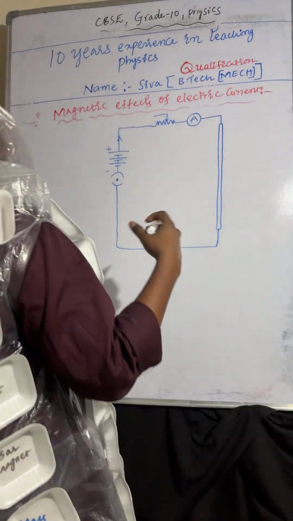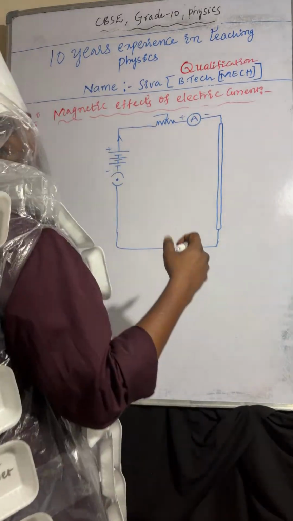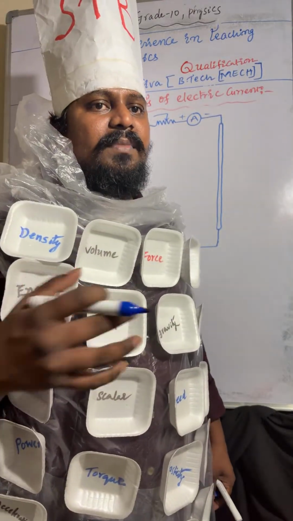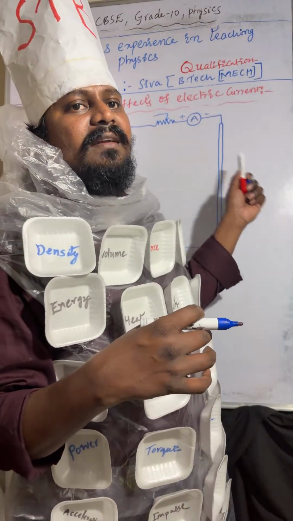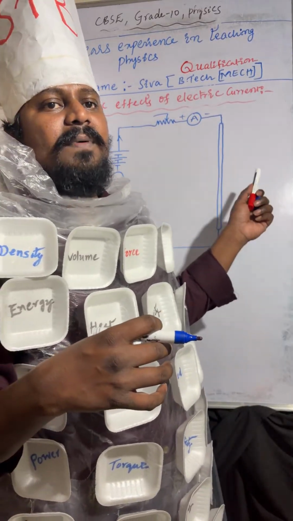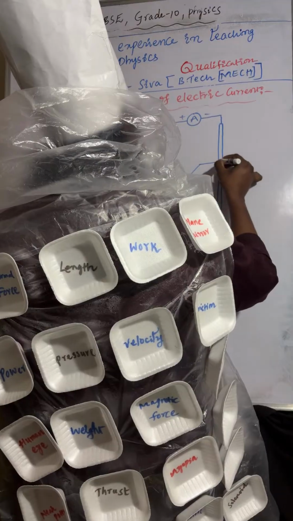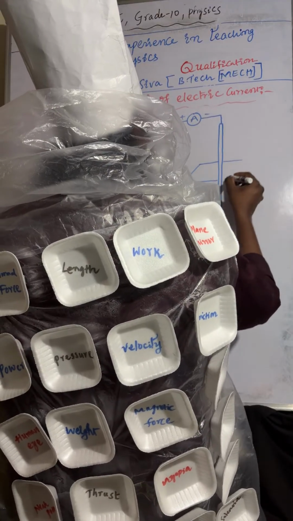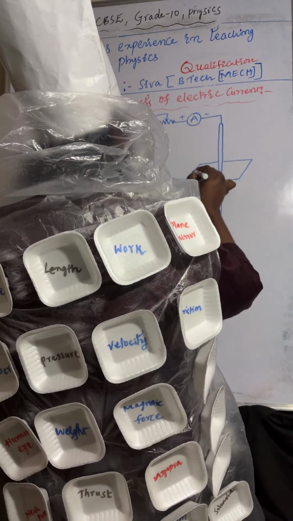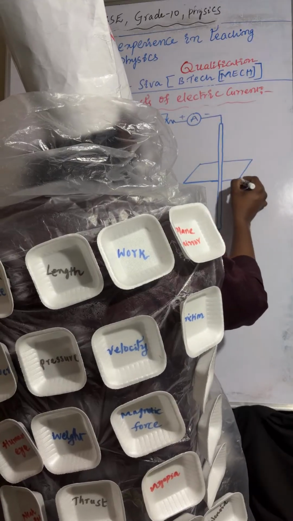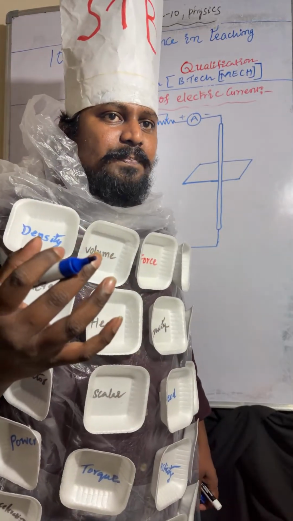As I mentioned, a current carrying conductor behaves as a magnet. So if the current is passing through the long straight copper conductor, it acts as a magnet. So around it, a magnetic field will be produced. You can observe it like this. If the current is passing through the conductor, a magnetic field will be produced.